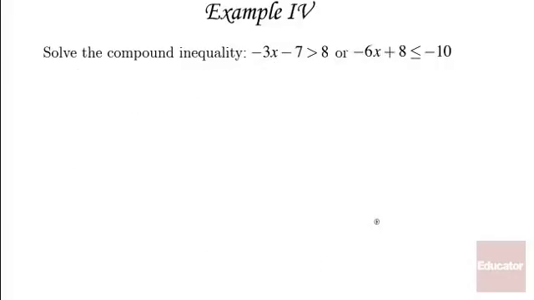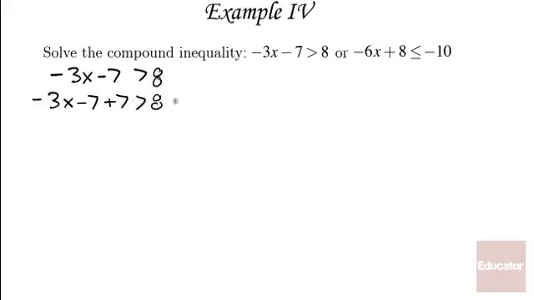In this next example, we're working with a compound inequality joined by the word or. So the solution set for this will include the elements in the solution set of the first inequality, second inequality, and those that are actually in both inequalities. Starting with this first inequality, negative 3x minus 7 is greater than 8. Solving that, I'm going to add 7 to both sides. That's going to give me negative 3x is greater than 15.